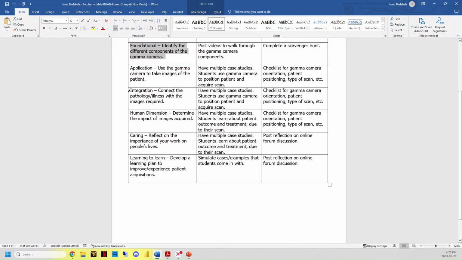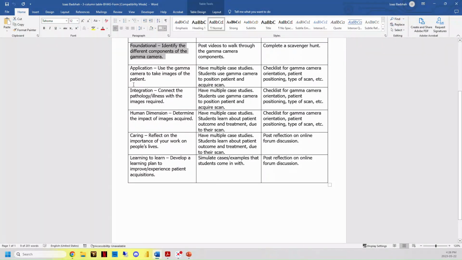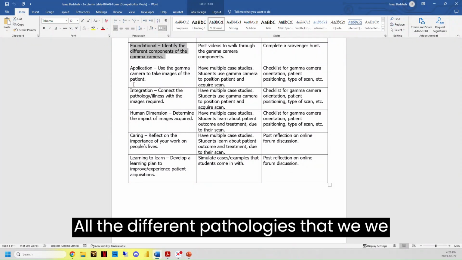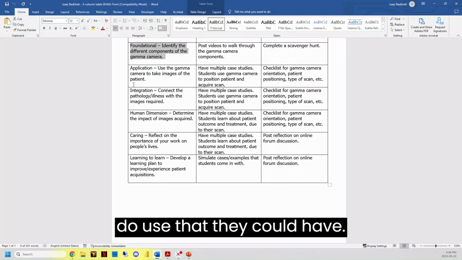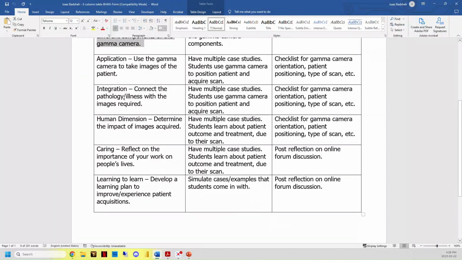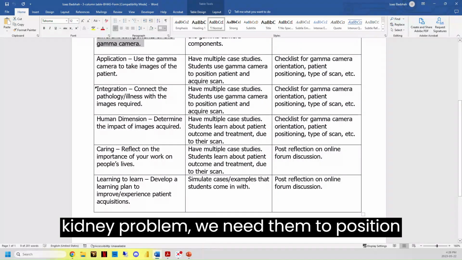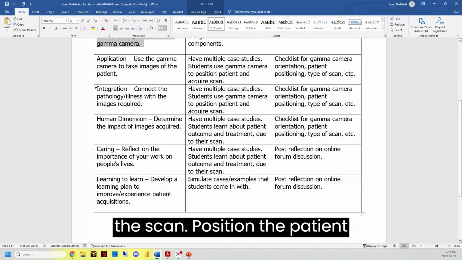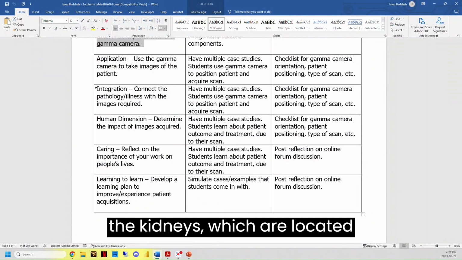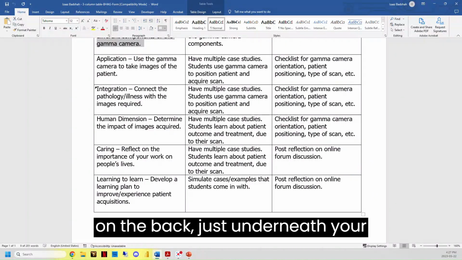Integration: all the different courses they have, and the different pathologies they are learning, so that they could connect the dots, so to speak. So if they have a kidney problem, we need them to position the patient into an area where we can actually see the kidneys, which are located on the back, just underneath your ribs.